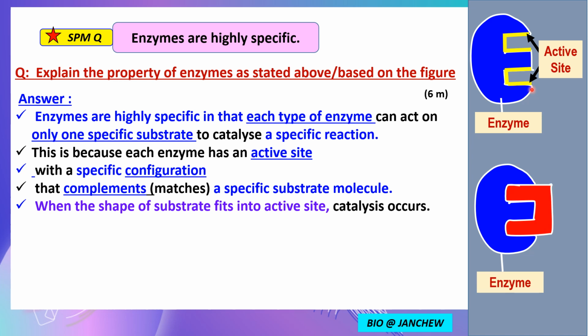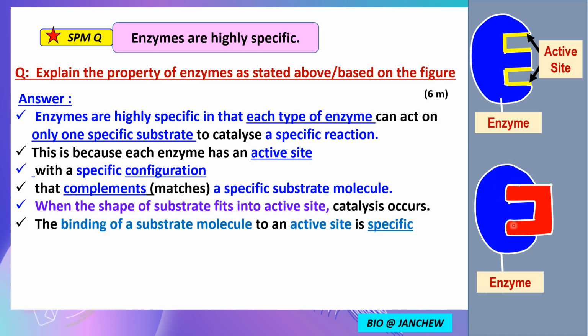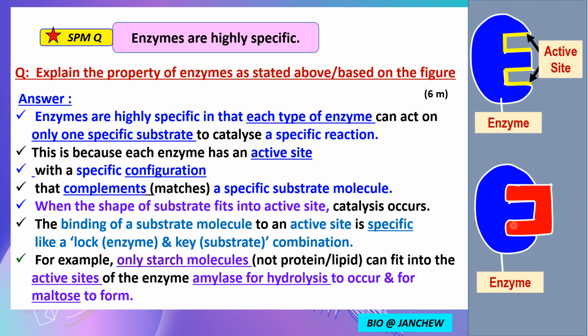For example, like this, right? The shape of the substrate, the red shape here, fits into the active site of the enzyme here. So catalysis occurs. And the binding of the substrate molecule to the active site is specific, like the lock and key combination in the lock and key hypothesis, where the enzyme is represented by the lock and the substrate is represented by the key.